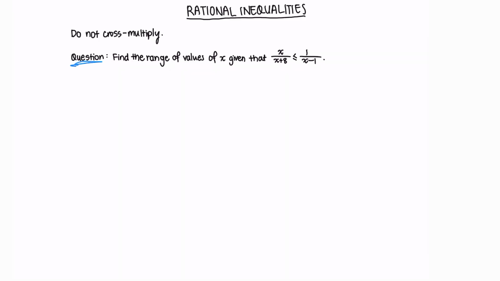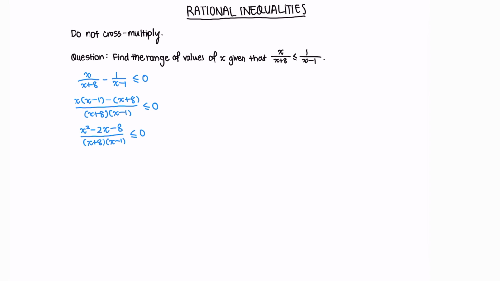Okay, let's attempt this question. If we don't cross multiply though, how are we supposed to simplify this? There's a nice solution. We move everything over to one side. So we have x over x plus 8 minus 1 over x minus 1, which is less than or equals to 0. Now I've combined this into a single fraction. What I want to do is simplify it further.